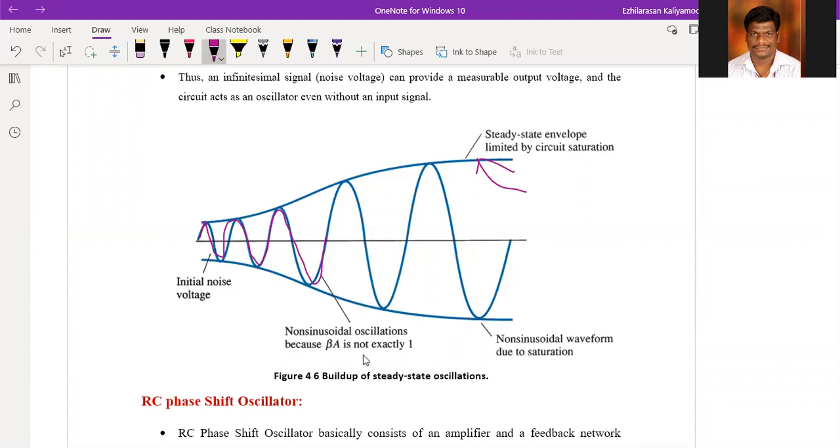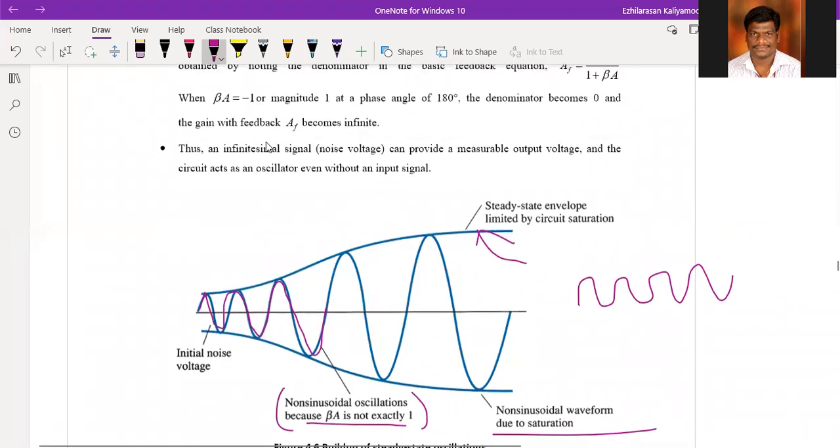So this is the non-sinusoidal oscillation, because beta A is not exactly 1. This is nothing but a non-sinusoidal wave due to saturation. If beta A is exactly 1, I get the waveform properly like this. If beta A is less than 1, it will be like this.